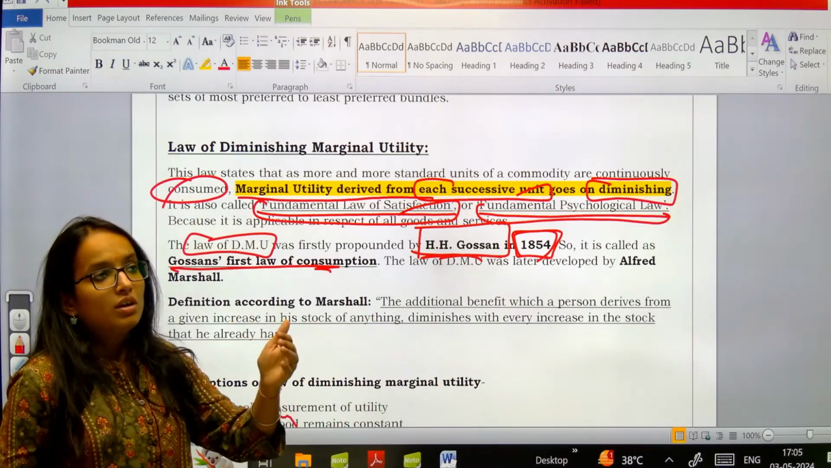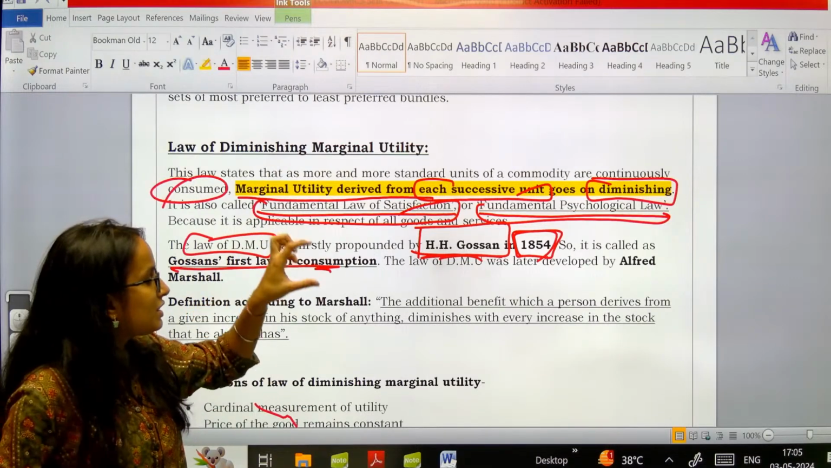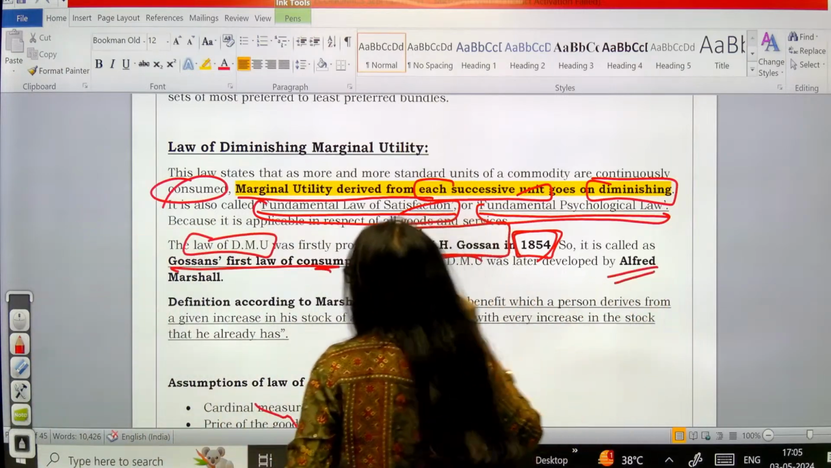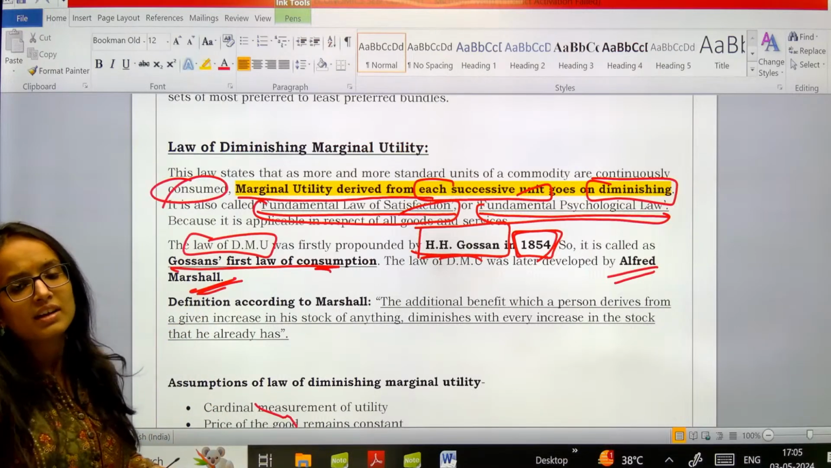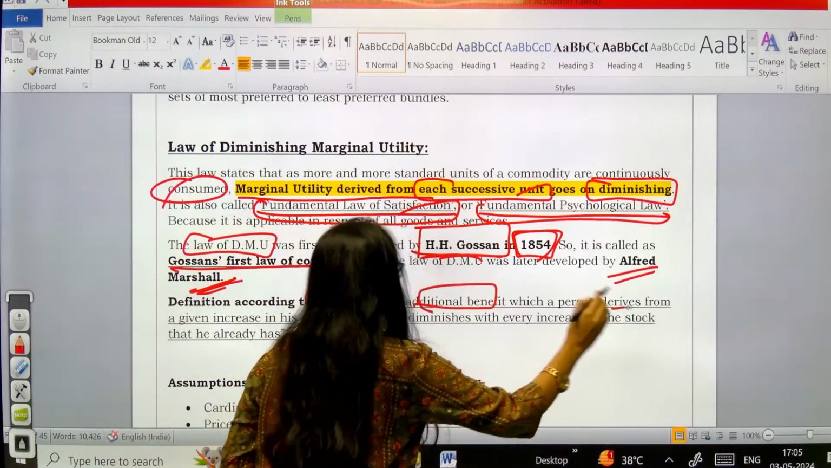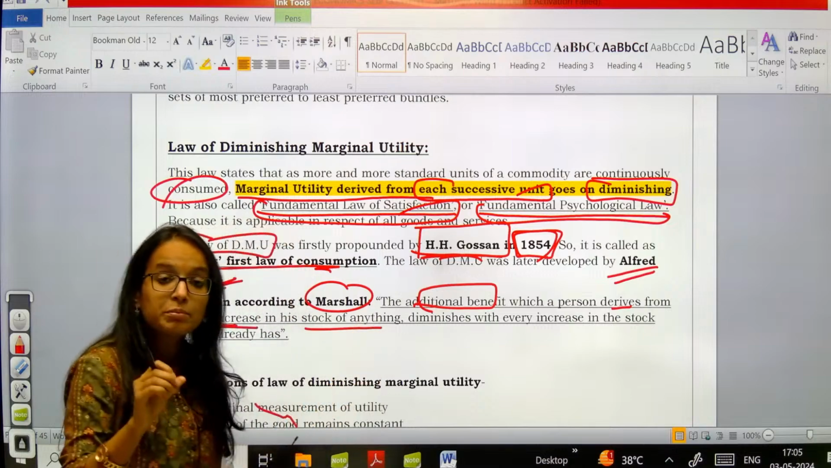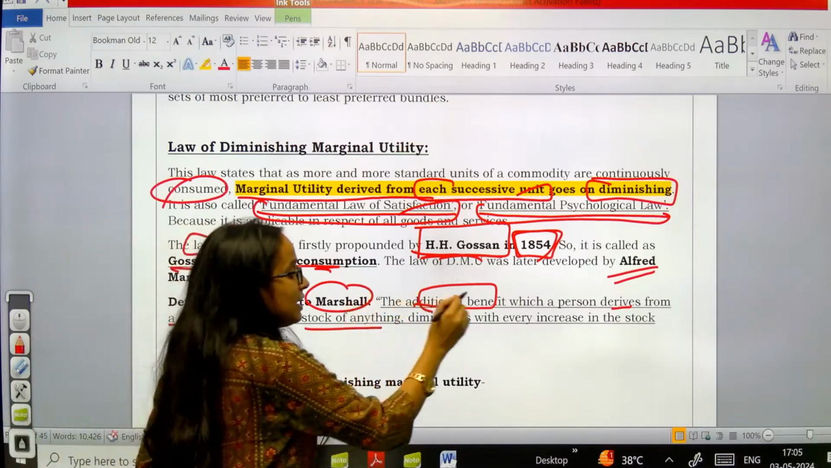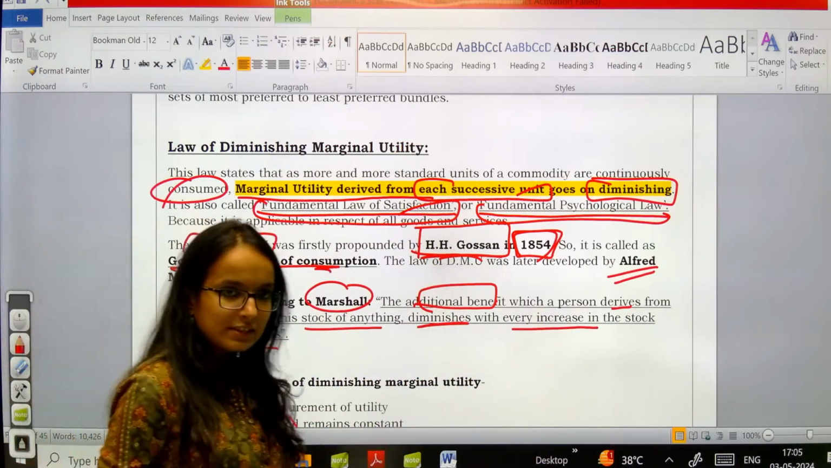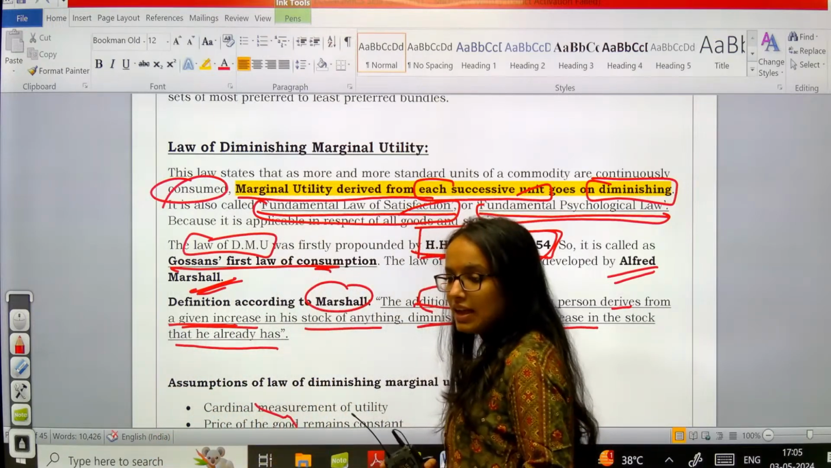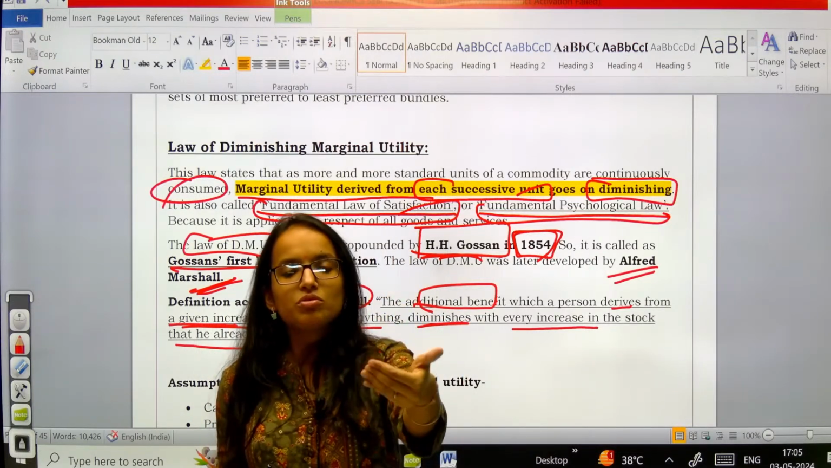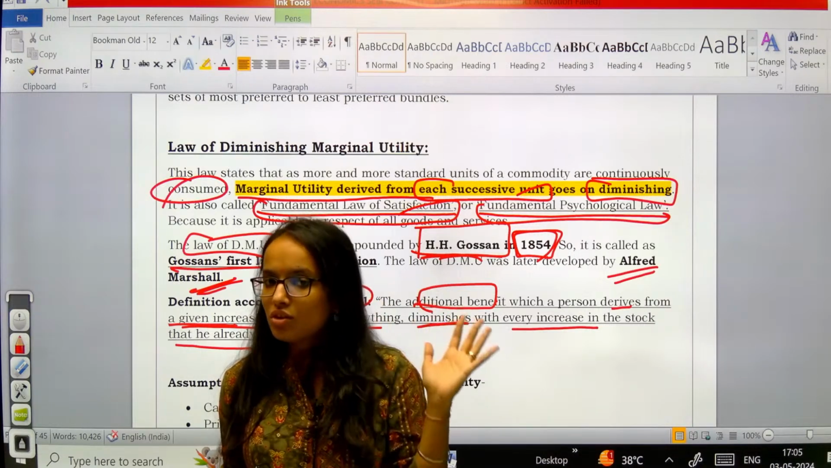But later on, the present concept of diminishing marginal utility which we are dealing with was developed by Alfred Marshall. He has also given his own definition of the law of diminishing marginal utility. Marshall says that the additional benefit which a person derives from a given increase in his stock of anything, it can be anything, diminishes with every increase in the stock that he already has. Simple, right? So basically, the law of diminishing marginal utility says that be it any good or any service, the successive units or each extra unit which you consume gives you less satisfaction.